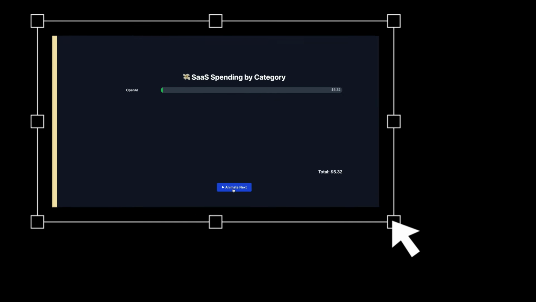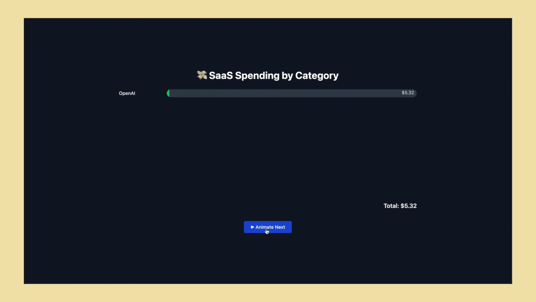So the first category that we're going to talk about is OpenAI. And so as you can see, this is a very small category. The past year, I've only spent $5.32 on this. And so this was just a small cost to use the API and purchase a set amount of tokens up front, which they make you do. I haven't even used nearly the amount of tokens that I have purchased.